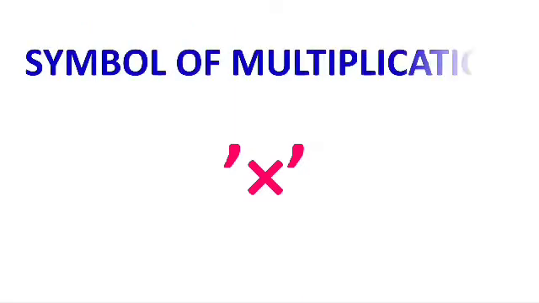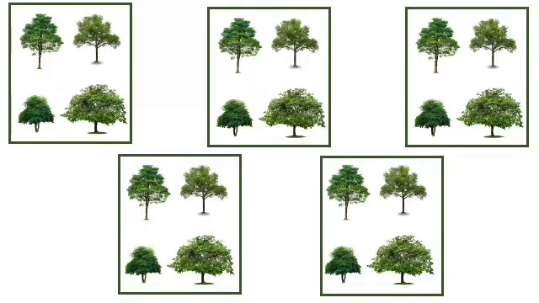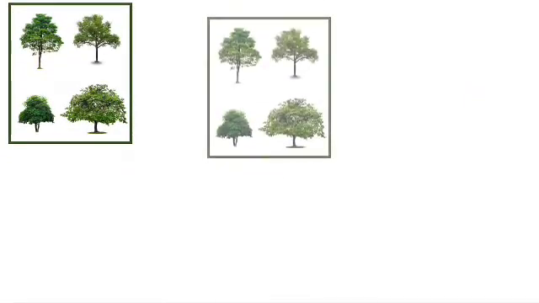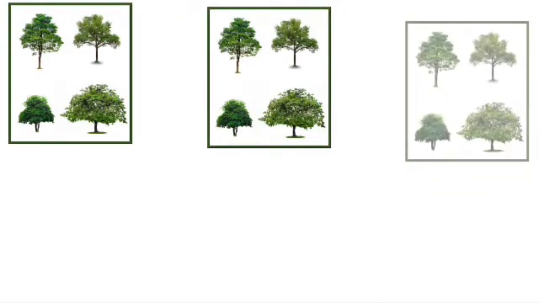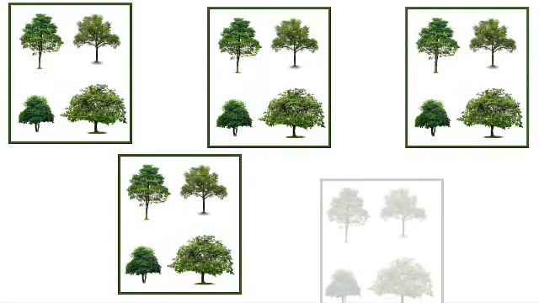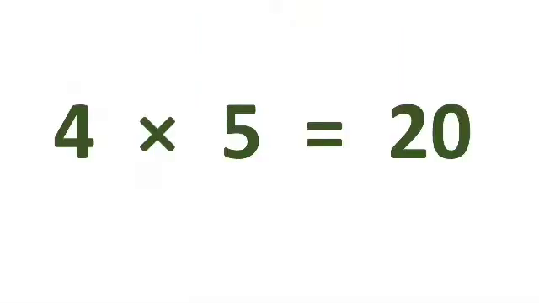Here is the symbol of multiplication. Can you see some trees? Yes, Mom. There are 5 groups and in each group there are 4 trees. So totally there are 20 trees. This can be written as 4 into 5 is equal to 20.